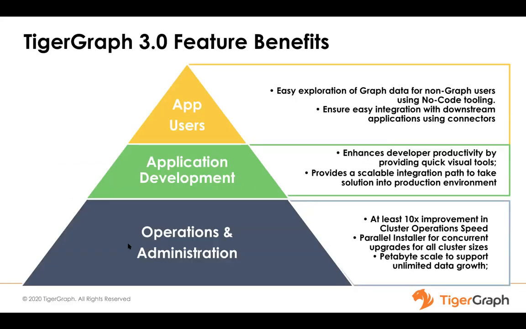Now, when you think about these feature areas and how each component brings benefits at different levels and to different personas, the bottom is the foundation for the database, where in 3.0 we bring a 10x improvement in cluster operation speed, which paves the foundation for accommodating very large data scale. Then the top two are the application areas we're focusing on today, really bringing easier exploration of graph data for non-graph users, as well as enhancing developer and DBA productivity by providing UI tools.